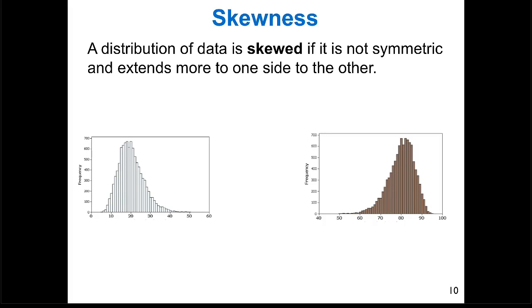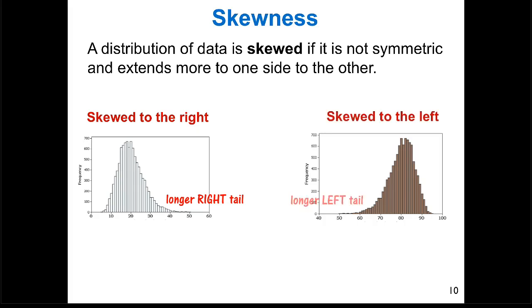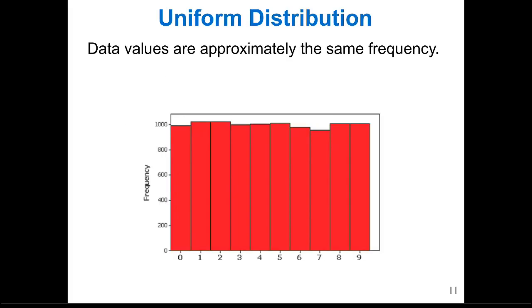There are other types of distribution. So for example, we can have a skewed distribution. A distribution of data is skewed if it is not symmetric and extends more to one side than the other. So for example, the one on the left is skewed to the right, has a longer right tail, and the distribution on the right is skewed to the left, and it has a longer left tail. There's also something called a uniform distribution. That's where data values are approximately the same frequency.